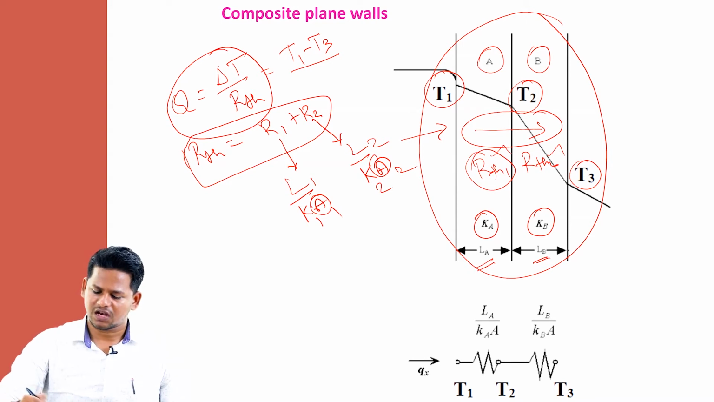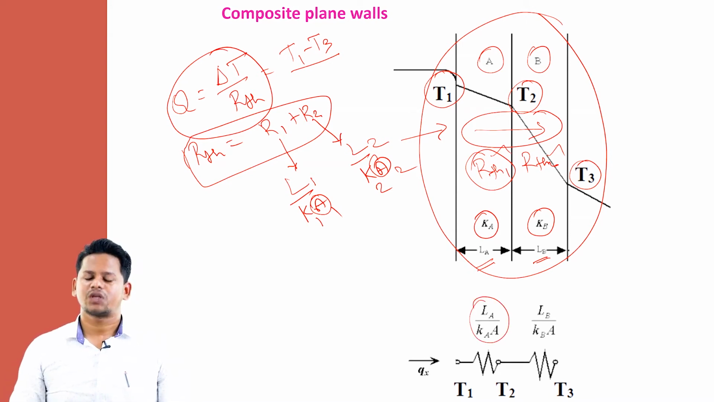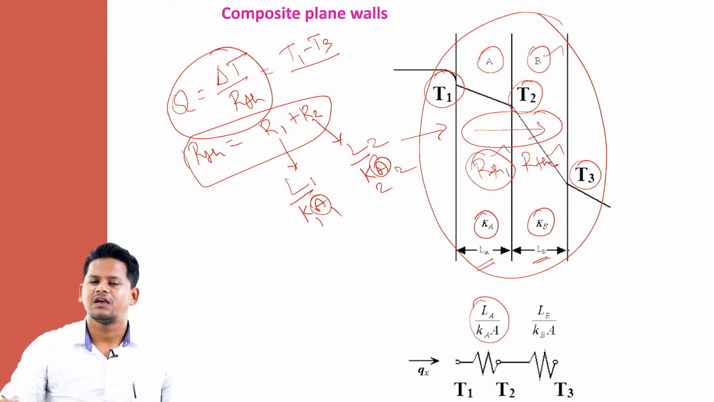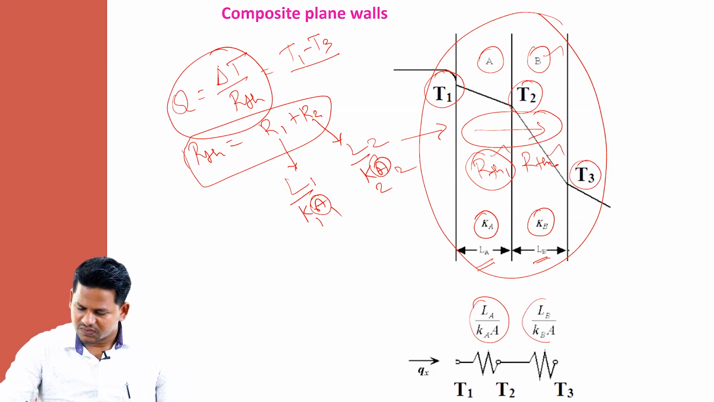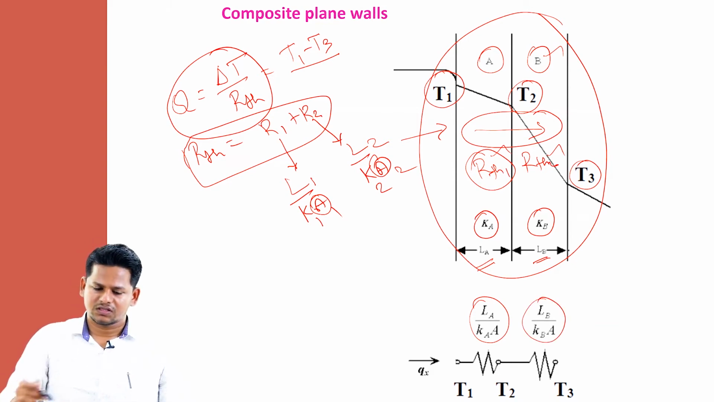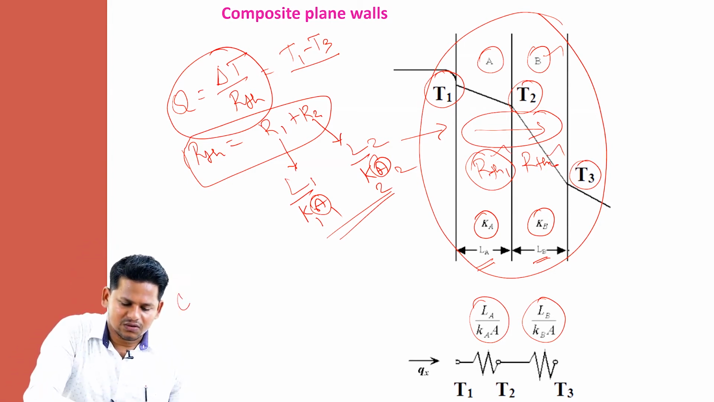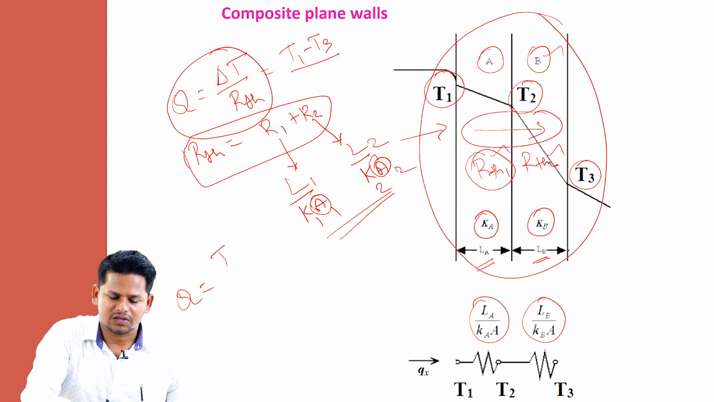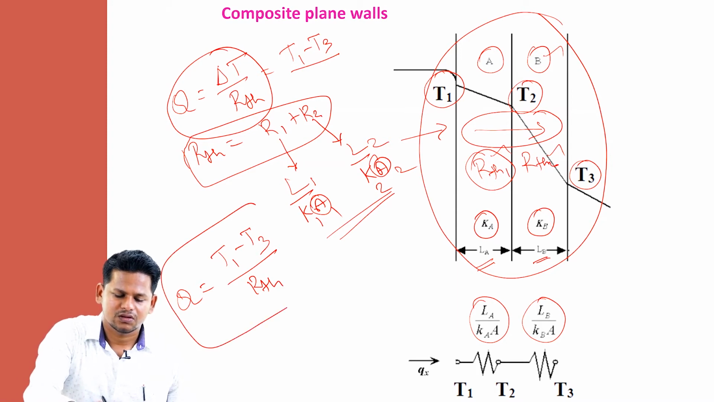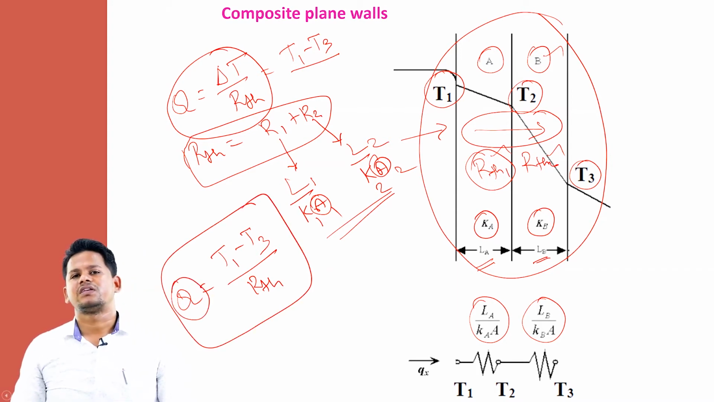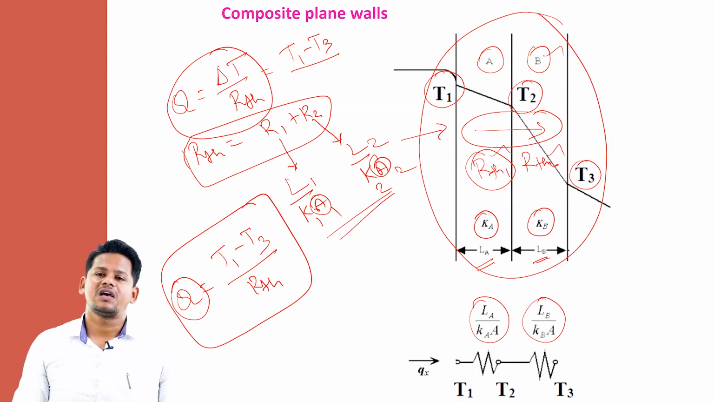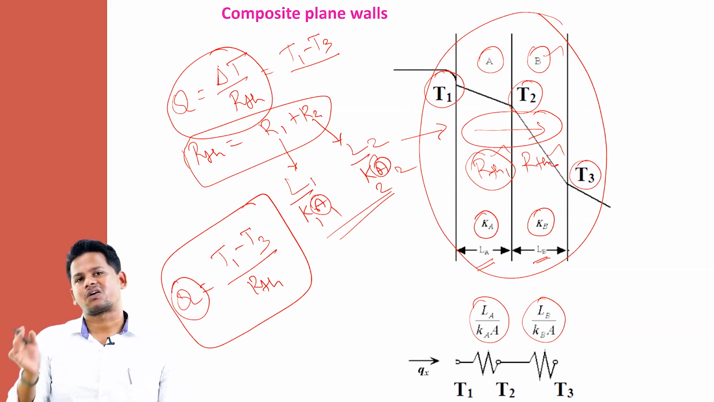It's purely conduction, so L by KA. Now we have another resistance here, in series. What is that resistance? Again in B we have conduction, so again a conductive resistance, L by KA. Just add these two values, and we get the RTH. Now we can easily calculate Q. Q is the overall temperature difference T1 minus T3 divided by RTH. The value we get here is the amount of heat transferred across this composite plane wall. Remember, this concept is one-dimensional steady state heat conduction across the composite plane wall.